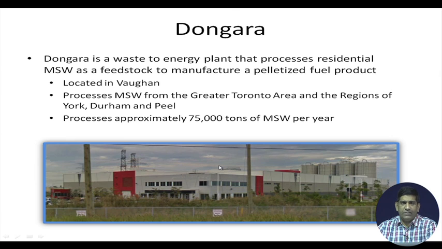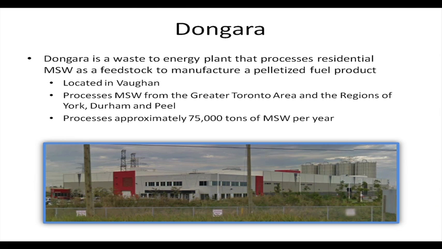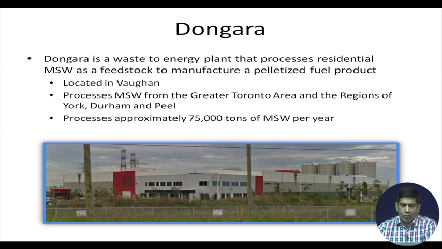So this project was done for a plant called the Dongera plant. That's the name of the company. It is on the outskirts of the main Toronto area, in the Greater Toronto Area, located in Vaughan, and it processes municipal solid waste from the Greater Toronto Area and the regions of York, Durham and Peel.